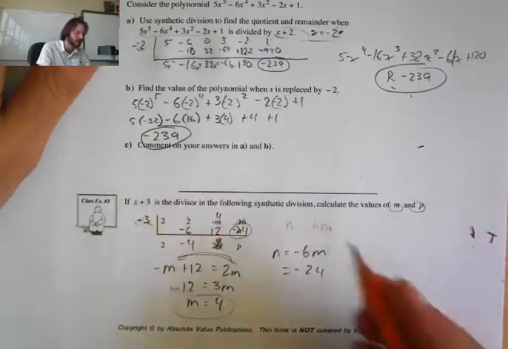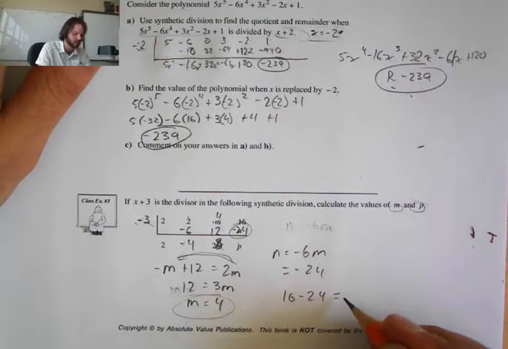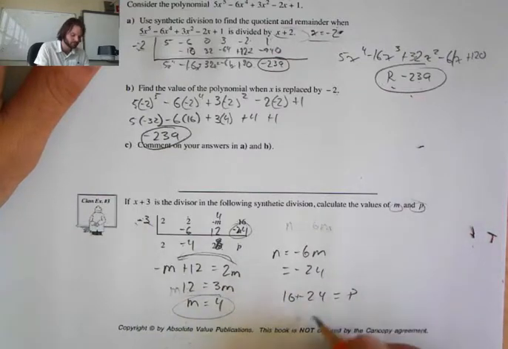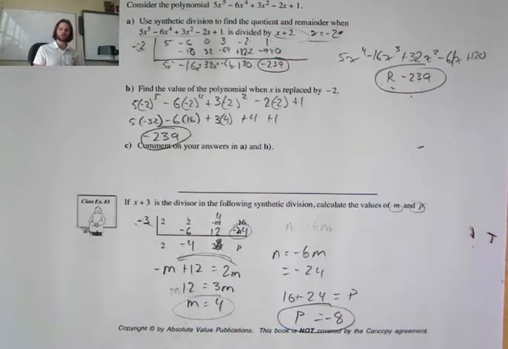And then we add these together, so then we have 16 minus 24 is equal to p. So we add that. p is equal to -8. So we found both of my values. Okay?